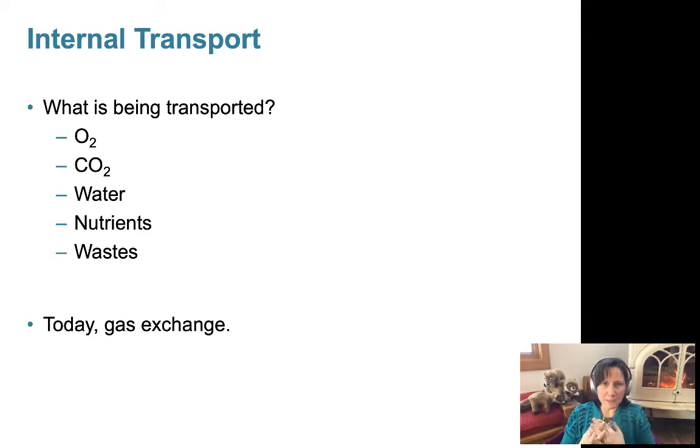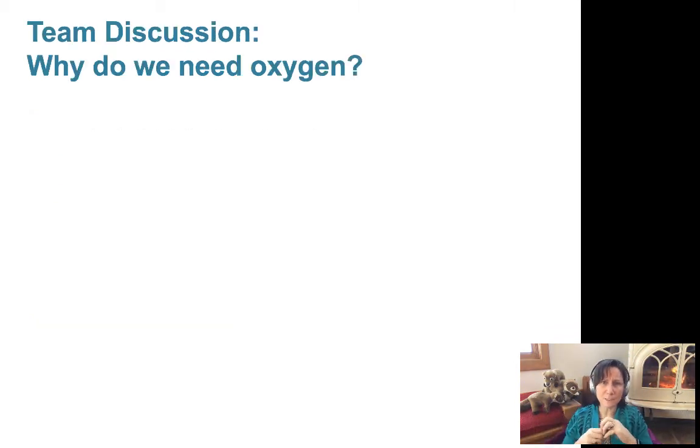So we've been talking about internal transport. What all is being transported throughout plants and animals and their bodies? Clearly, many gases are being transported: oxygen and carbon dioxide, water, which is what we covered last time, and then all kinds of nutrients and waste products. So today we're going to focus on gas exchange and what's happening with those systems.